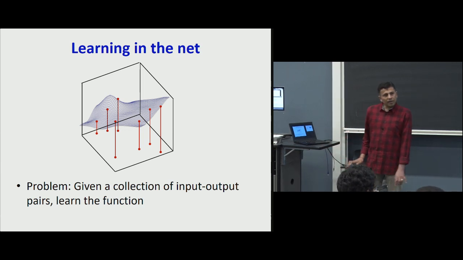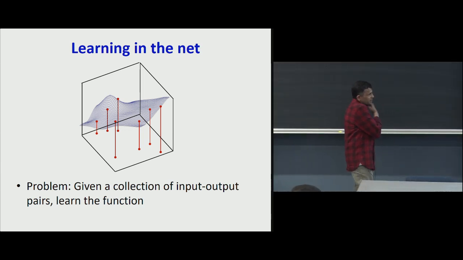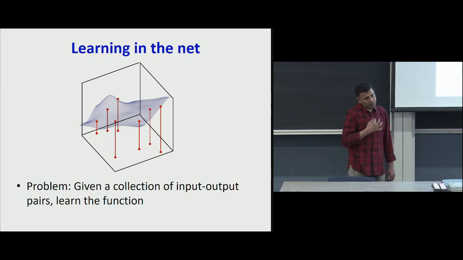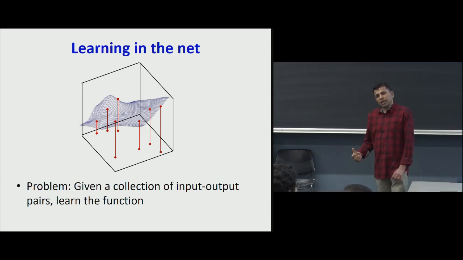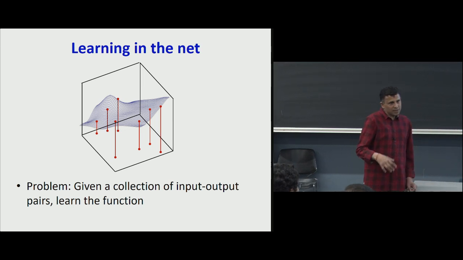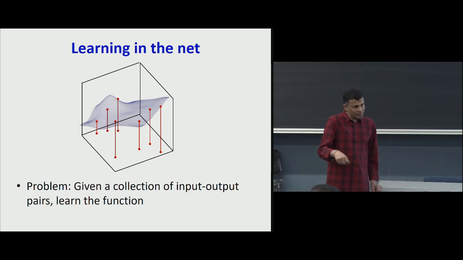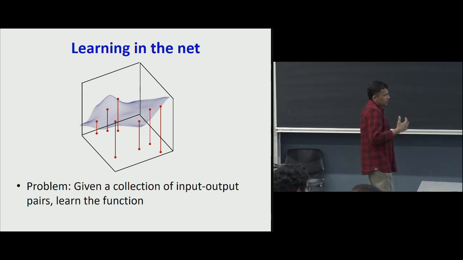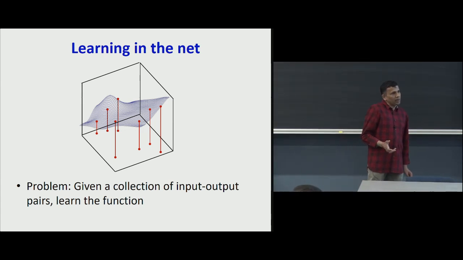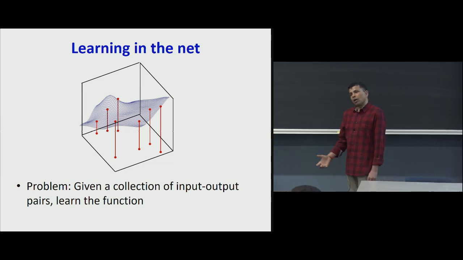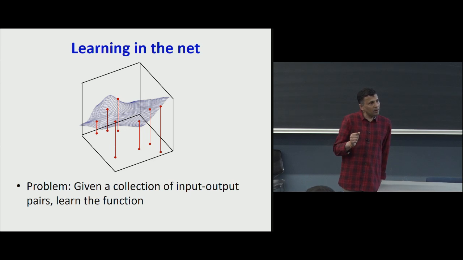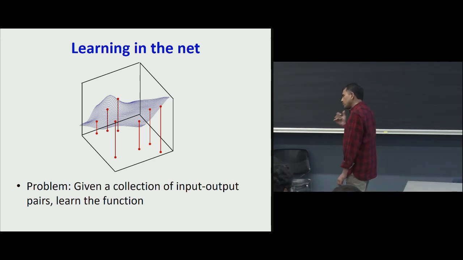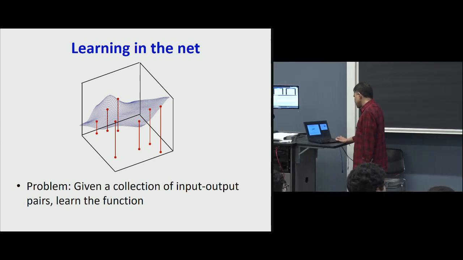here's the basic learning problem again. We keep revisiting this ancient slide, but it's very relevant. It's always relevant. The problem is you're given a collection of input-output pairs, just those red lines, the x value and the corresponding y value, and you have to learn the function. And regardless of whether you're trying to learn a convolutional network or a recurrent network or a multi-class classifier, the problem is exactly the same.